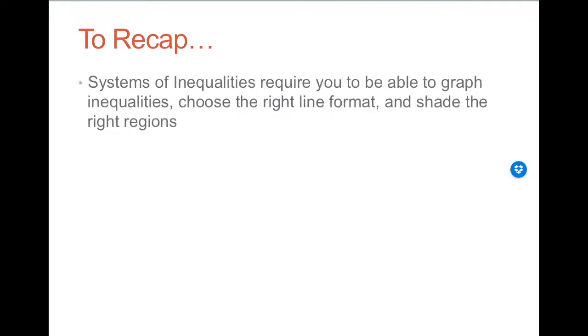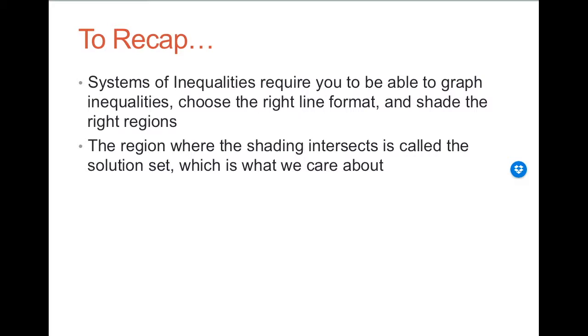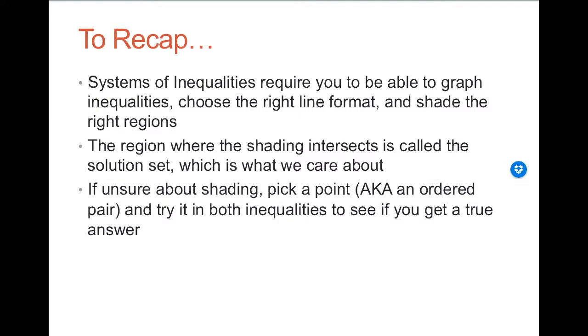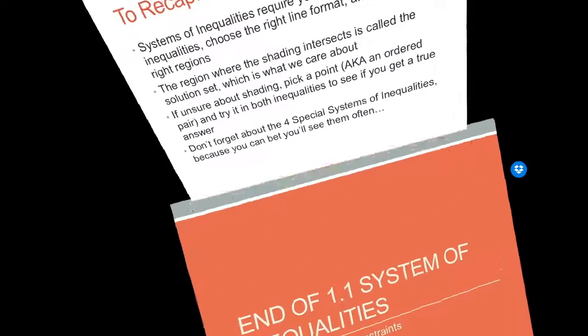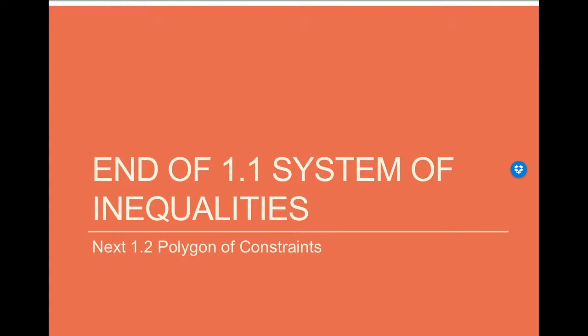So to recap, systems of inequalities require you to be able to graph inequalities, choosing the right line format, and shading the right regions. The region where the shading intersects we call the solution set, and that's what we care about. If you're unsure about your shading, you can always pick a point, also known as an ordered pair, and try it in both inequalities to see if you get a true answer for both inequalities. You should not forget about the 4 special systems of inequalities that I just showed you, because you can bet you'll see them often. And that is the end of 1.1 System of Inequalities.